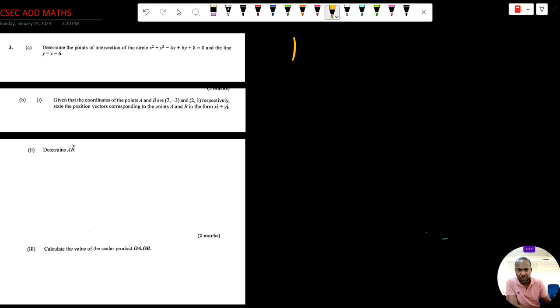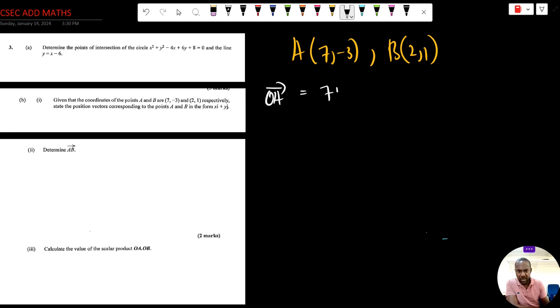So these are our points. We have A, which is the point (7, -3), and we have B, which is the point (2, 1), right? So therefore, what this means is that the position vector OA would be given as 7i minus 3j. So these, of course, are in the form xy. And of course, in the form xi plus yj, then OA equals 7i minus 3j, and OB would be equal to 2i plus j, right? So that is that right there.